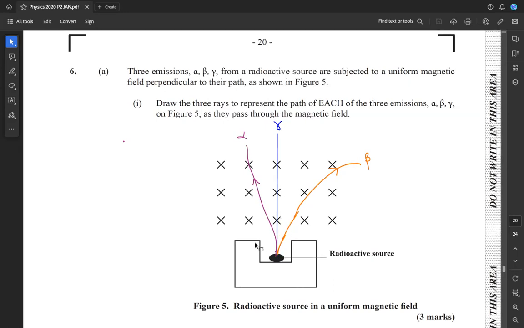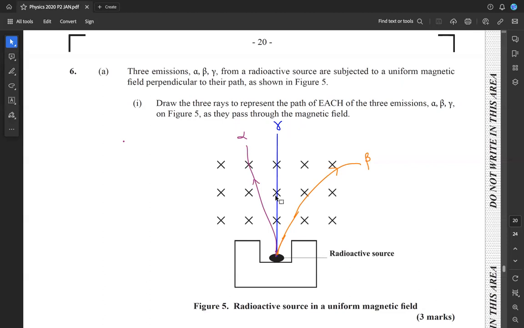So let's look at figure 5 right away. We have our radioactive source down here. It's in a uniform magnetic field that's perpendicular to the path that these emissions are going to take. So draw the 3 rays to represent the path of each of the 3 emissions, alpha, beta, gamma, and then just show them on figure 5 as they pass through the magnetic field.